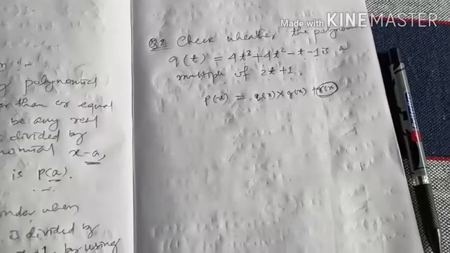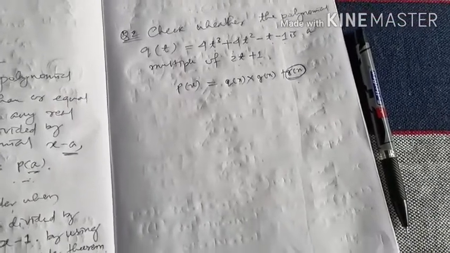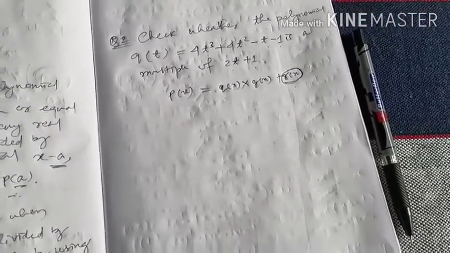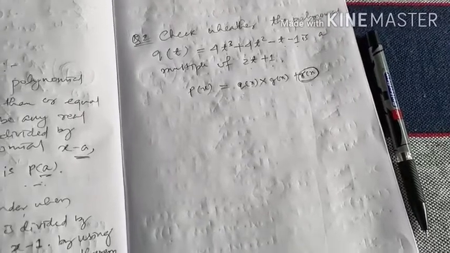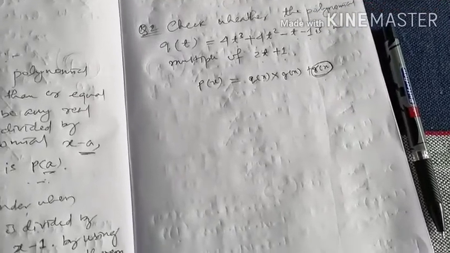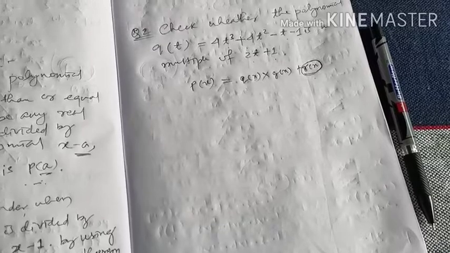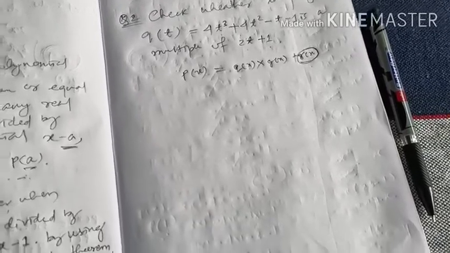so we can say that here our divisor is a multiple of the dividend. If we get the remainder as 0, then we can say that our divisor is a multiple of the dividend.